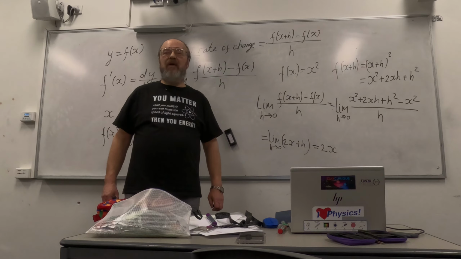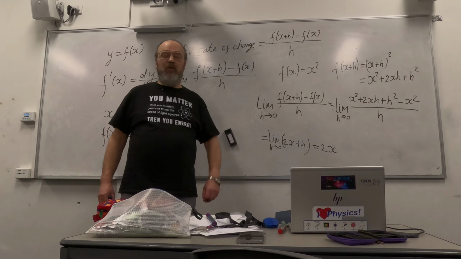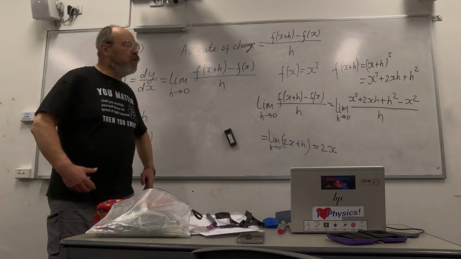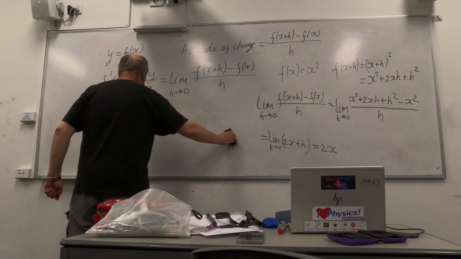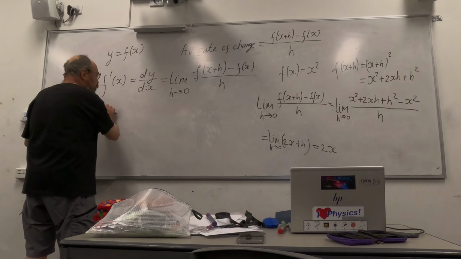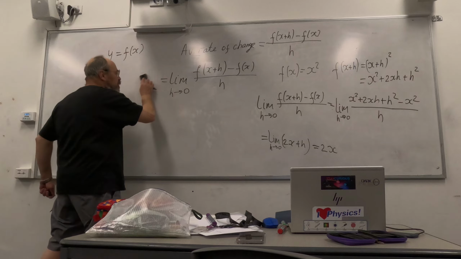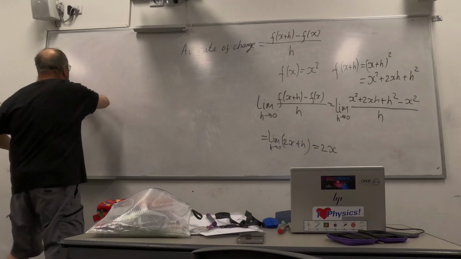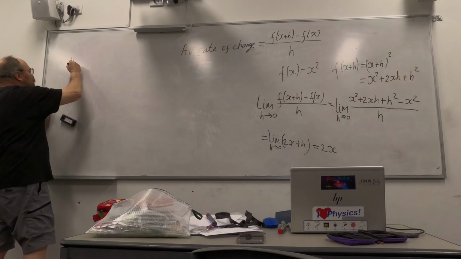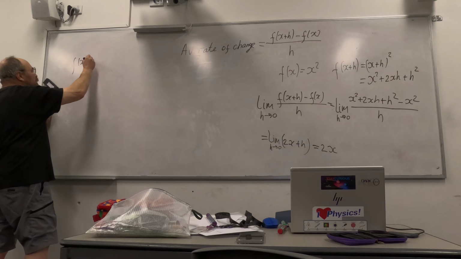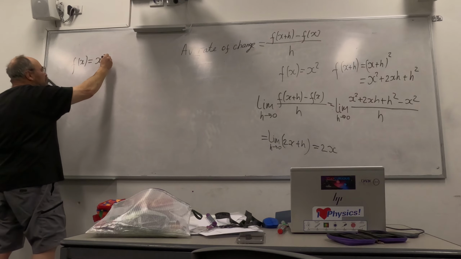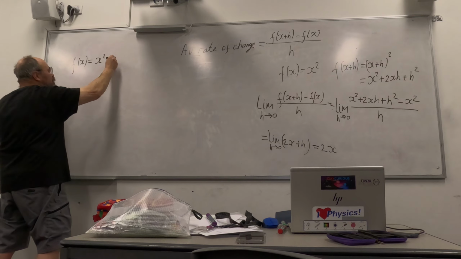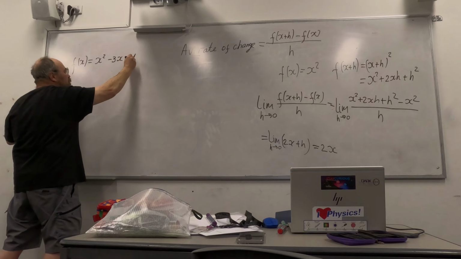Now, let's complicate the task a little bit. We will still be doing the same thing, but let's say the function is f of x equals x squared minus 3x plus 1.